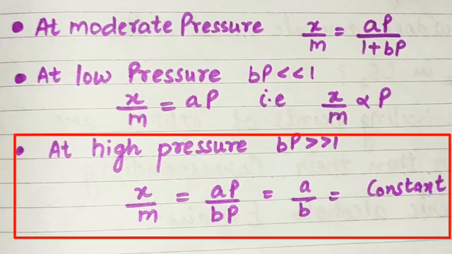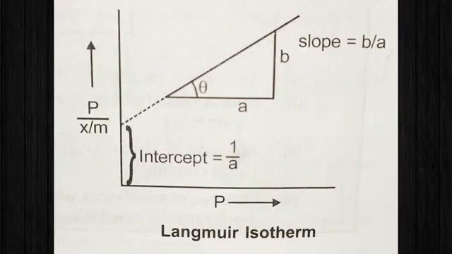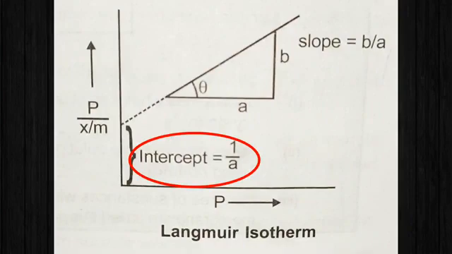And when we talk about high pressure, then bp is much greater than 1. It means x upon m is equal to ap upon bp. P will be cancelled from numerator and denominator. It will be a upon b, that is constant. Since a and b are constants, hence the graph between p upon x upon m and p should be a straight line, and slope is equal to b upon a and intercept is equal to 1 upon a.